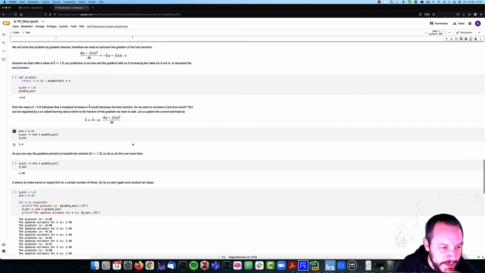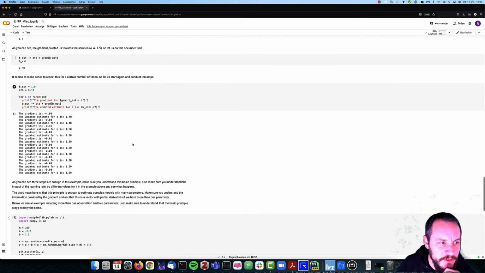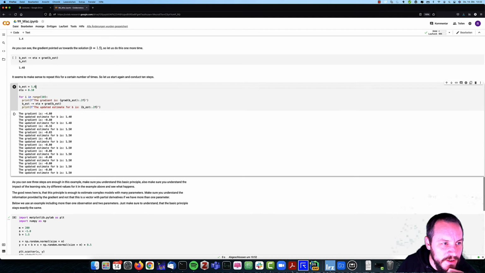Okay, and so how does this look in practice? We would start with an initial guess for the parameter estimate. We would set a learning rate, and then we would just do this here. So we use the gradient of the current situation, the gradient value, and then we calculate our new guess for the parameter estimate, which is the original one minus eta times the value of the gradient at the moment.